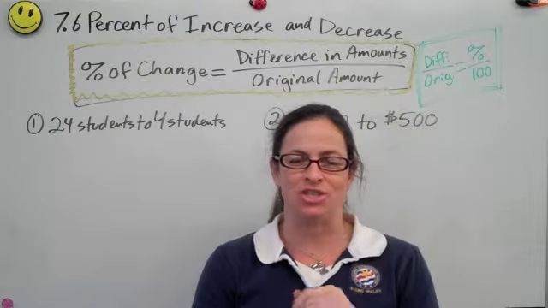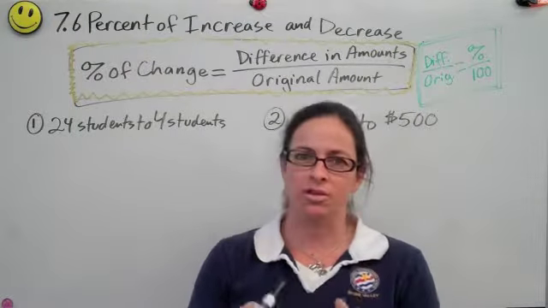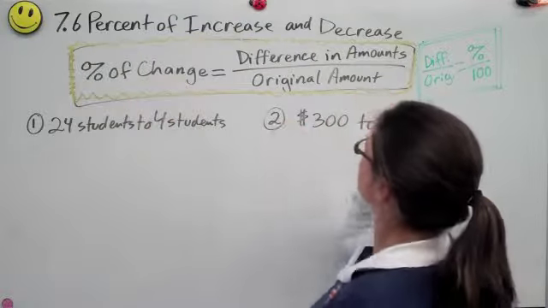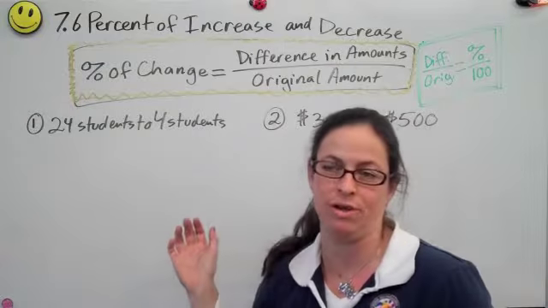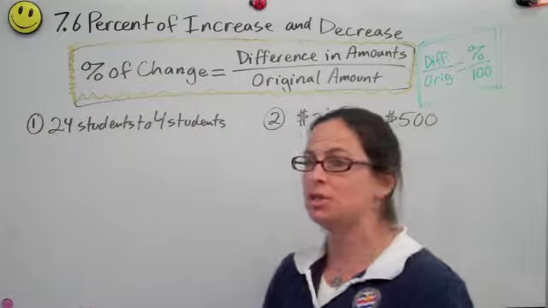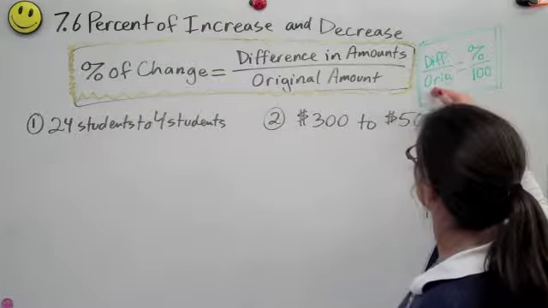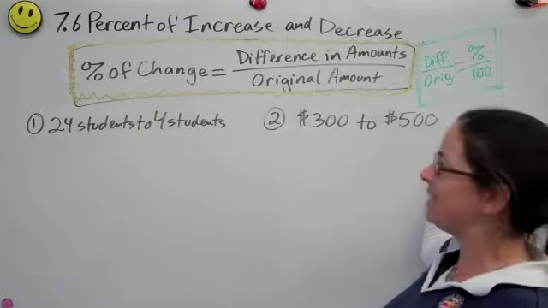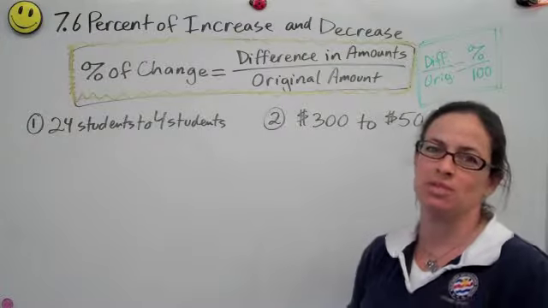The percent of change is the difference over the original. So this is our big highlighted idea. Percent of change is the difference in the amounts over the original amount. If you'd rather set it up as a proportion, well then it's the difference over the original equals the percent over 100. Here's our first two problems we're going to do as examples.